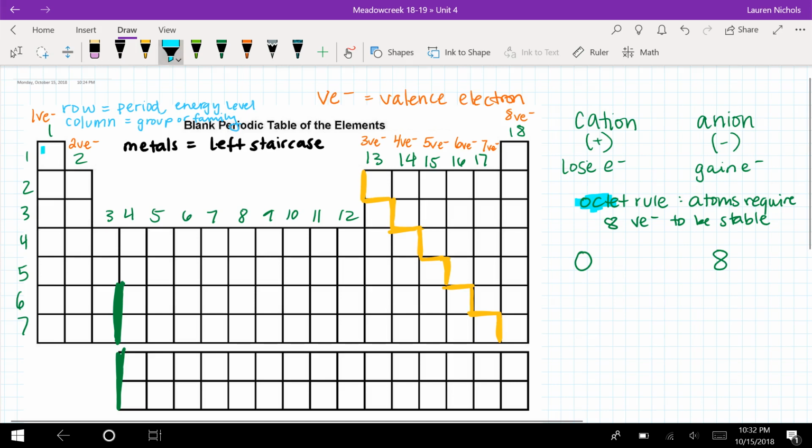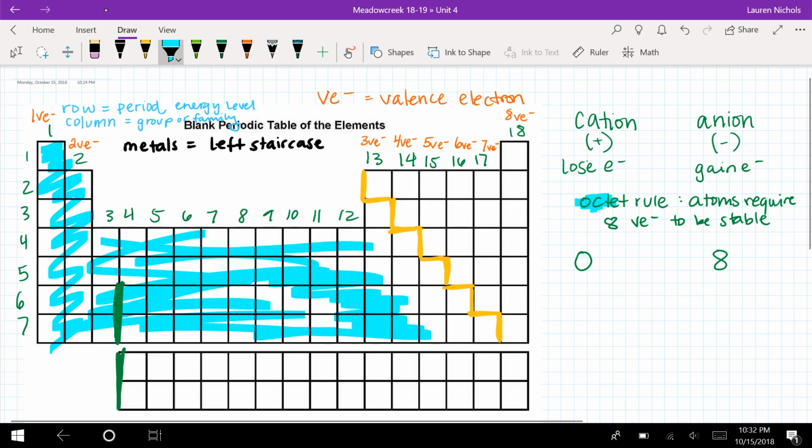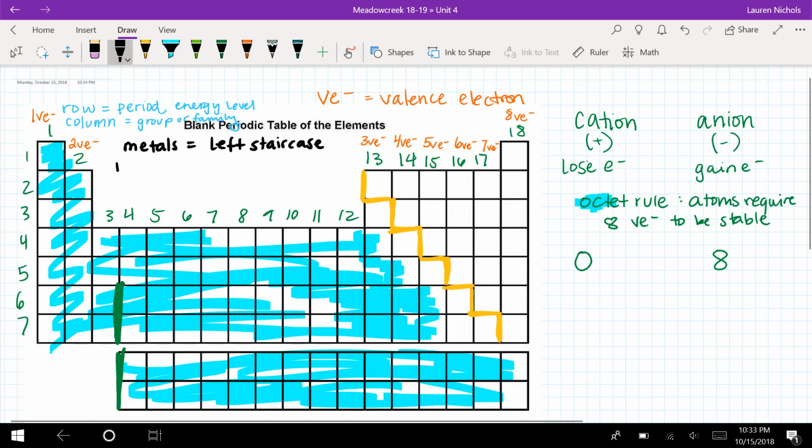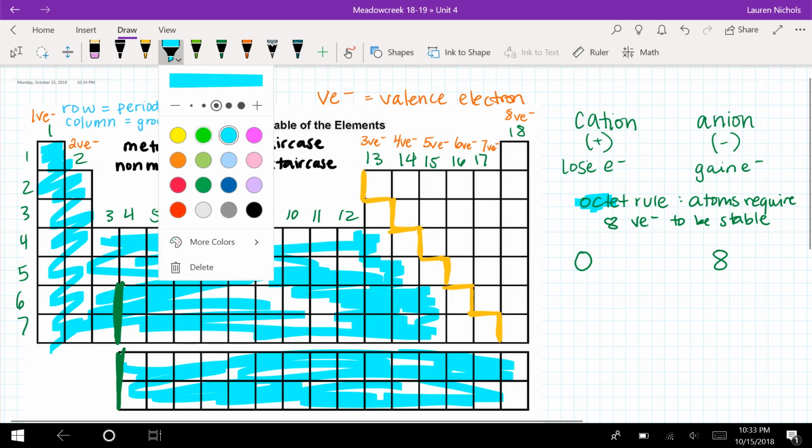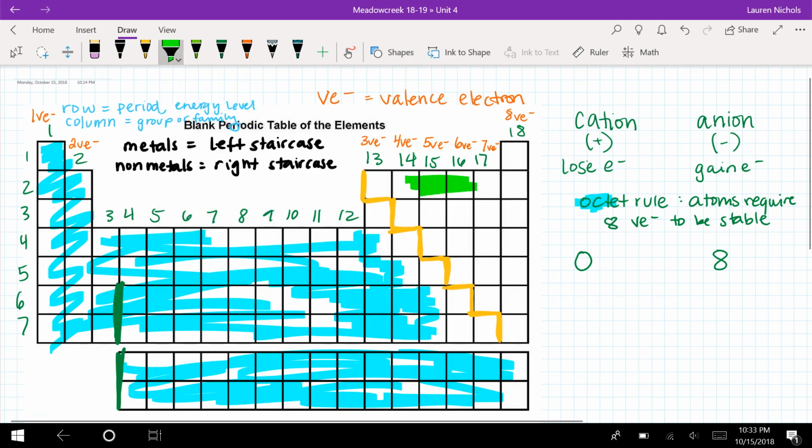So I'm going to highlight what that might look like. So all of these are metals. All of these are metals. All of these are metals down here. So you can see that there are quite a few elements that are metals on the periodic table. And then nonmetals are to the right of the staircase.